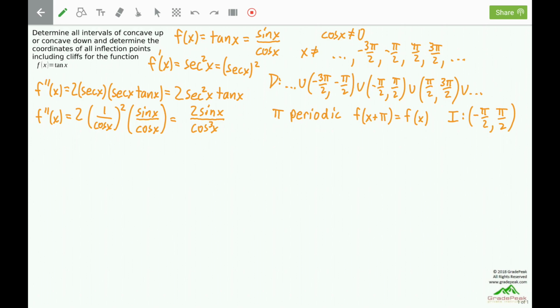So we can now set the numerator equal to 0 and the denominator equal to 0 and solve for all x's. Starting with the numerator, 2 sine x equals 0. We can divide both sides by 2, and sine x equals 0. And we're only working on the interval of negative pi over 2 to positive pi over 2. So the only place that sine is 0 within there is x equals 0. We can now work with the denominator.